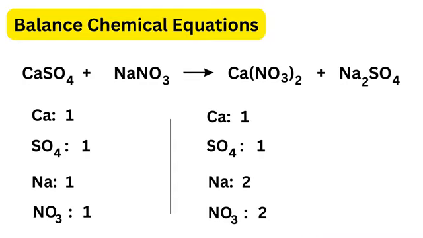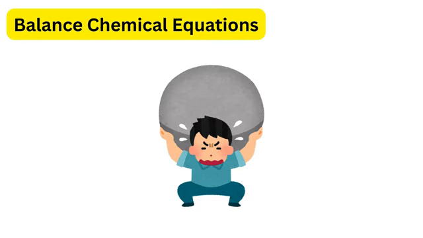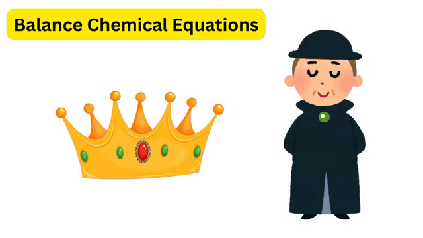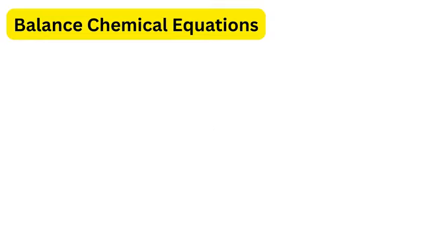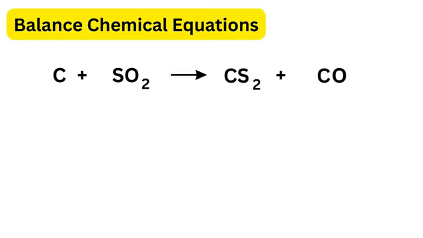To fix them, we can put 2 in front of sodium nitrate on the left. That means now there are 2 sodiums and 2 nitrate groups on the left. This way, we have our balanced equation without even thinking of breaking down the polyatomic ions into separate atoms. Finally, let us solve a difficult problem in order to become a pro in balancing chemical equations. The unbalanced equation is carbon plus sulfur dioxide gives carbon disulfide plus carbon monoxide.